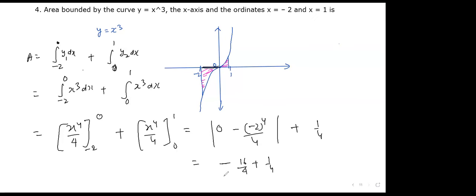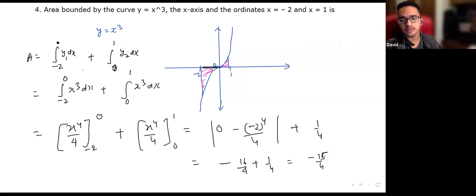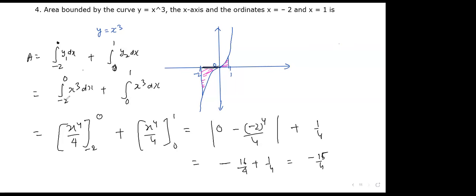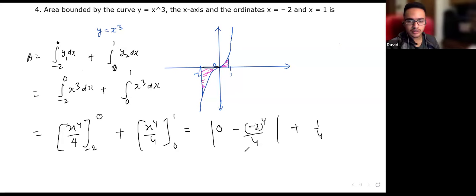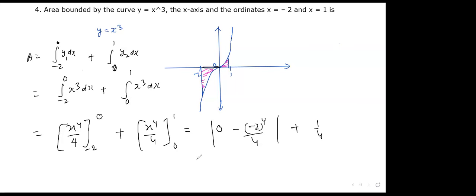If you do not remember to put the modulus, then what will happen? It is -15 over 4, isn't it? But that is incorrect. -15 over 4 and 15 over 4 are also part of the answer choices. It is given in the choices: in part B, -15 over 4; in part C, 15 over 4. But the answer is 17 over 4, part D. So you have to take care of that.